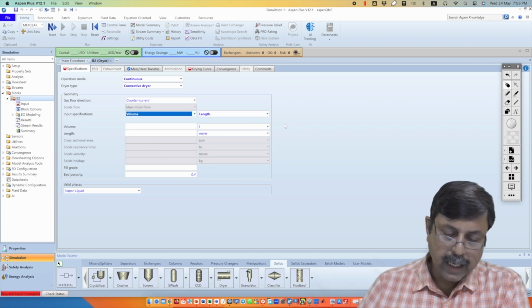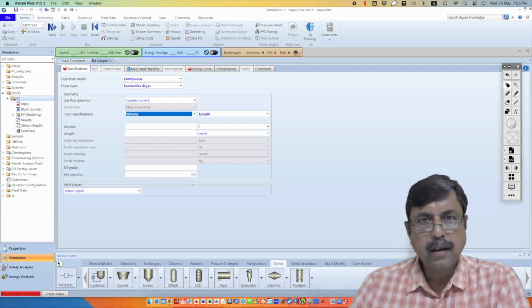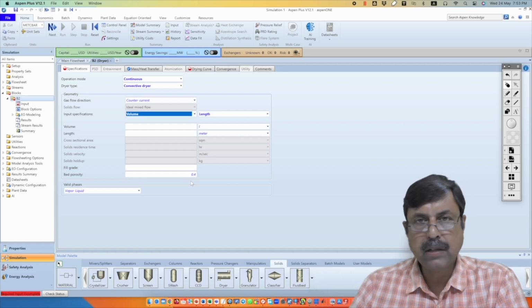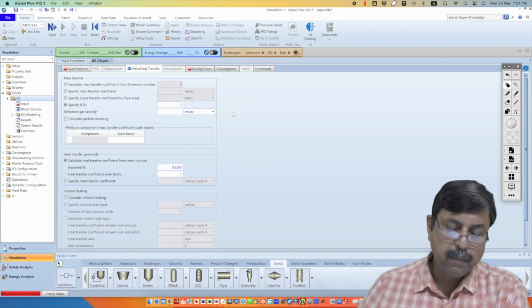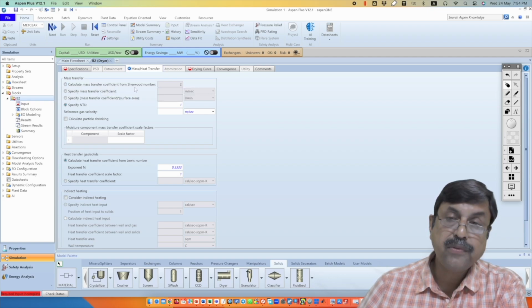So input specification, whatever you choose, based on that, these options will be open for you where you can set your data. Fill grade and bed porosity, generally the default values are taken and you may not have some values over it. If you have those values, you can give, otherwise you can leave them. Now, mass transfer data is very important. You can specify the mass transfer coefficient directly, or else you can calculate the mass transfer coefficient from Sherwood number.